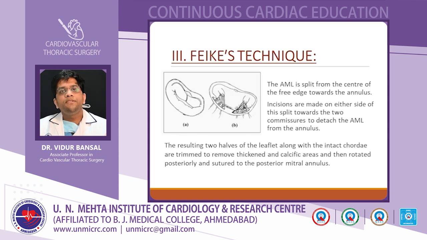Coming on to the third technique, the Feikes technique. In this technique, the AML is split from the center of the free edge towards the annulus. As can be seen in this diagram, the incisions are then made on either side of the split towards the two commissures to detach the AML from the annulus. The resulting two halves of the leaflet, along with the intact chordae, are trimmed to remove the thickened and calcific areas of the leaflet, and then rotated posteriorly and sutured to the posterior mitral annulus.